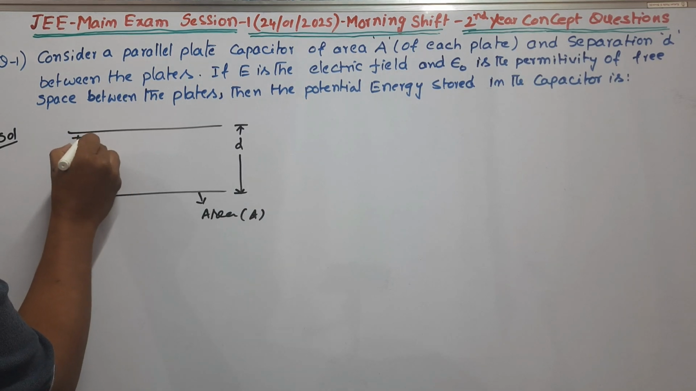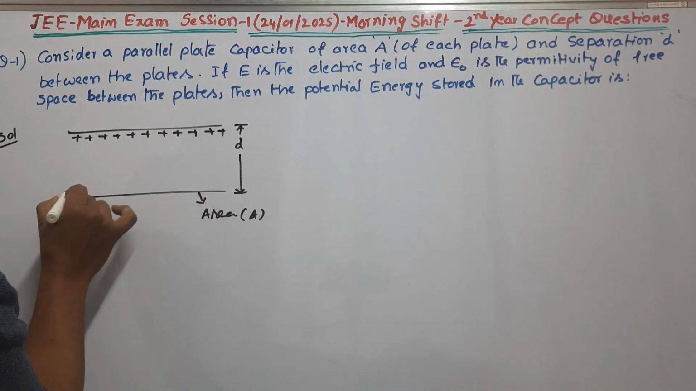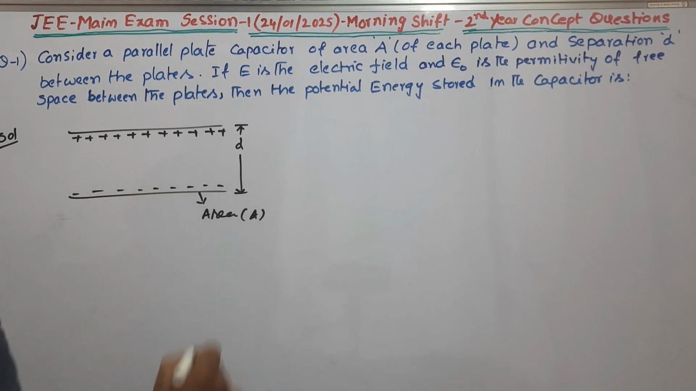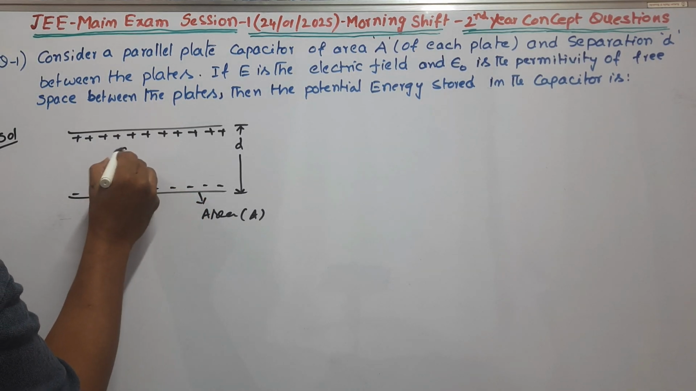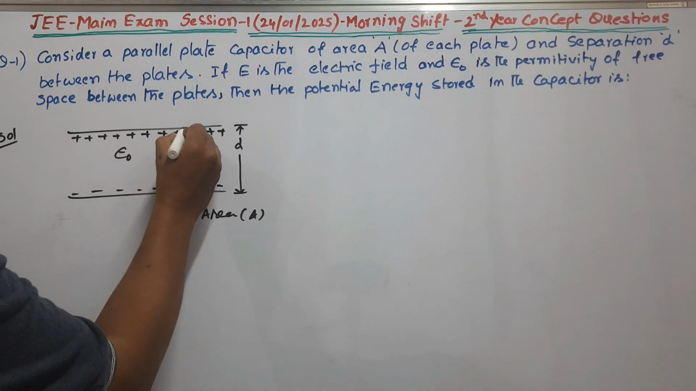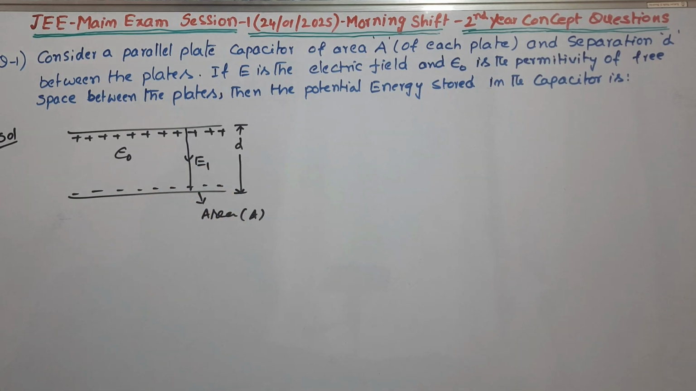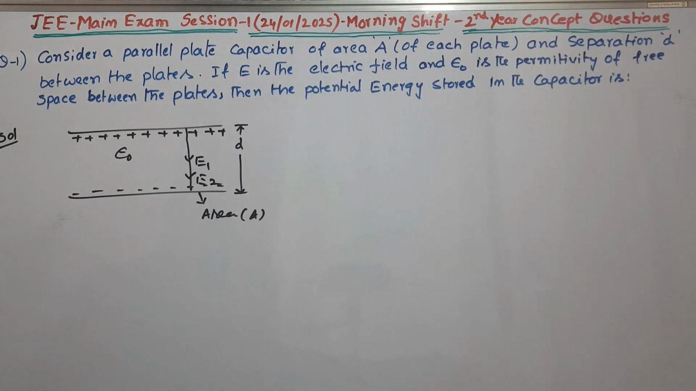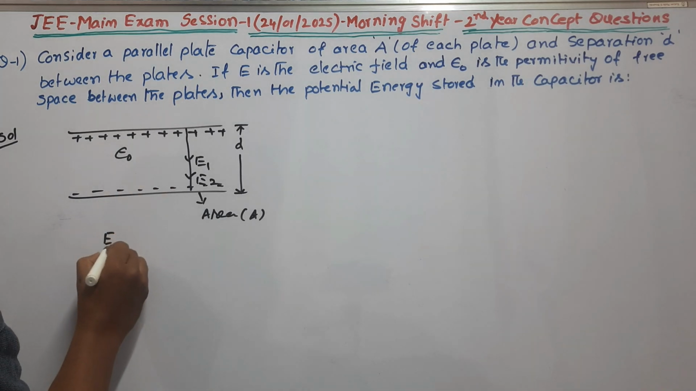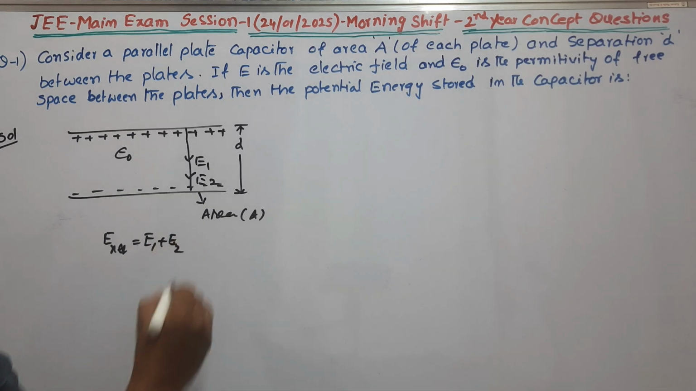You know, this plate becomes positive, this plate becomes negative, so some potential difference exists between these two plates. The air in the space between these two parallel plates has permittivity epsilon naught. Due to the positive charge there is an electric field E1, and due to the negative charge the electric field E2 is in the same direction, so the net electric field E net is E1 plus E2.